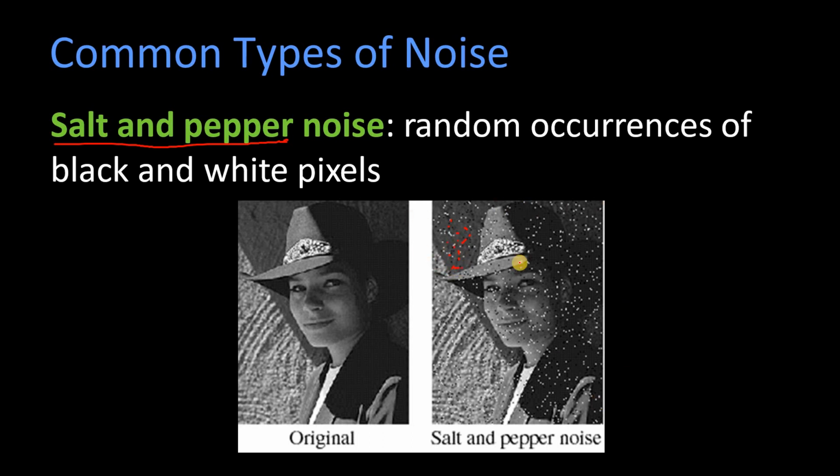The problem is that they occur randomly. You cannot predict where they will occur. If you could predict, then you could easily remove them. They occur randomly anywhere. You don't know for any part of the image whether it is real or because of the noise. These are random occurrences of black and white pixels over the whole image. This is the original image and this one is with the noise. This is the first type.